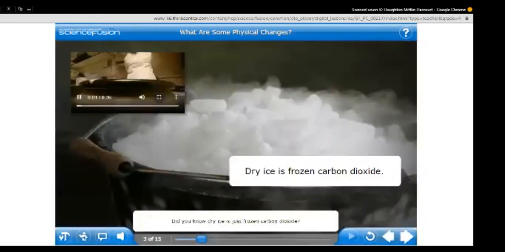Did you know dry ice is just frozen carbon dioxide? This video shows a worker taking out a sample that has been kept cold in a container of dry ice. As dry ice warms up, it does not melt into a liquid like water. Instead, it changes directly into a gas. So at room temperature, frozen carbon dioxide changes from a solid to a gas.